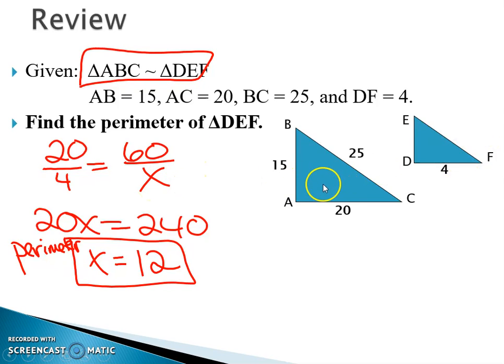So the perimeter is also going to have proportion. The perimeters of two similar triangles are proportional too. So 20 to 4, 60 to x. Let's cross multiply and divide. The perimeter of this one is 12.